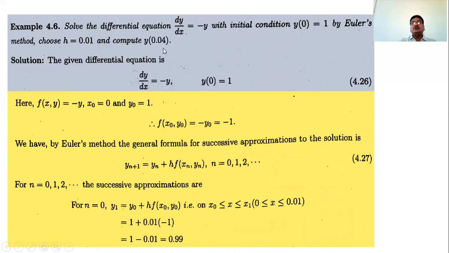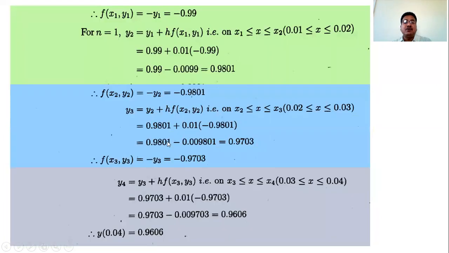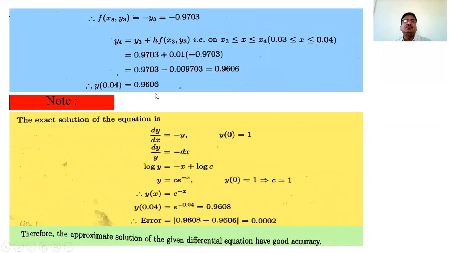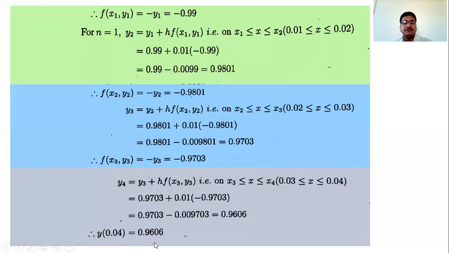That is, the length of each interval is 0.01. We have the first value at 0.01, then the value at 0.02, then the value at 0.03, and then the value at 0.04. That is, we have first y1, then y2, then y3, and lastly y4. So the value at 0.04 is this.